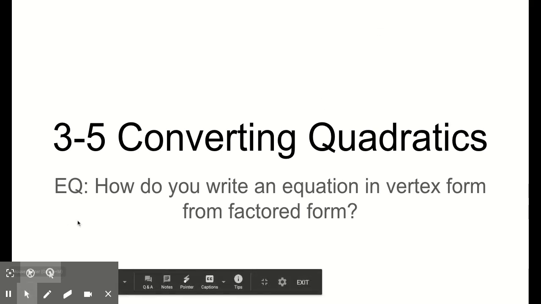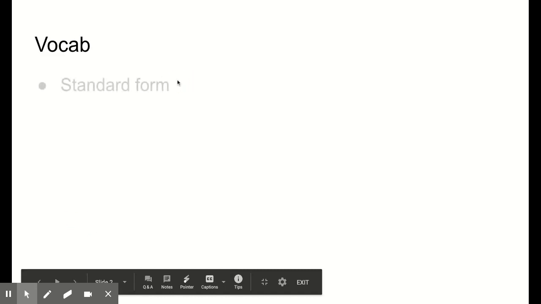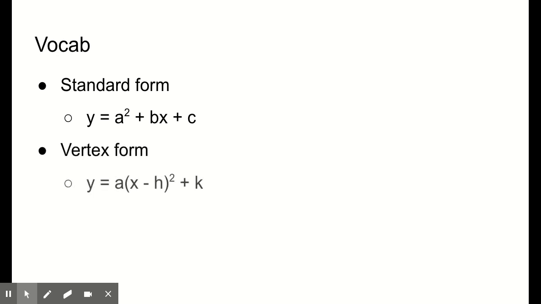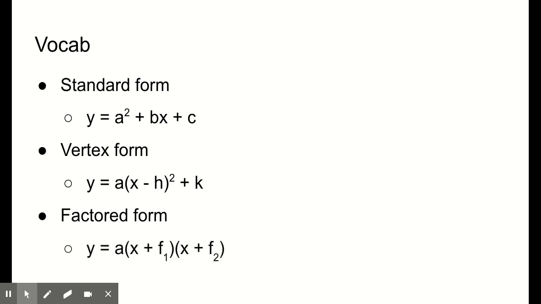So just a couple of reminders before we get to our lesson. For vocab, remember that standard form is y equals ax squared plus bx plus c. Vertex form is y equals a times x minus h squared plus k, where h and k are your vertex. And lastly, we have factored form, which is y equals a times x plus f1, which is factor 1, times x plus f2, which is factor 2.